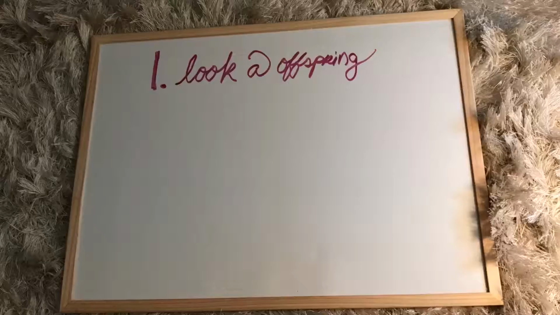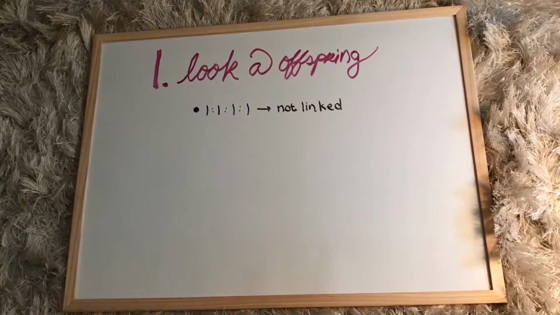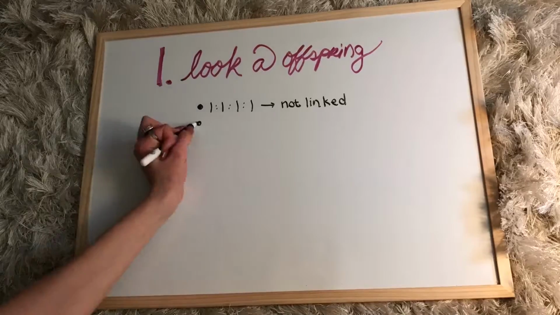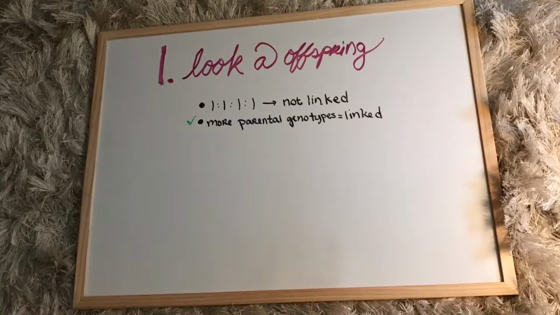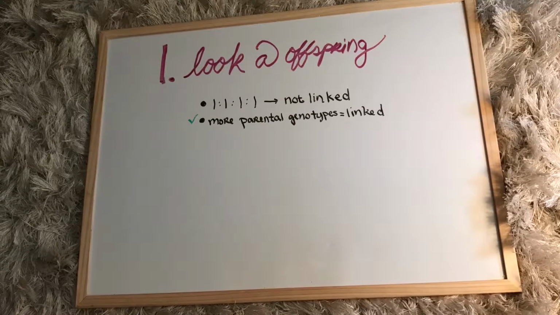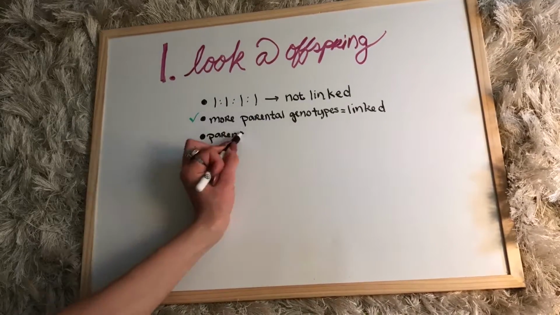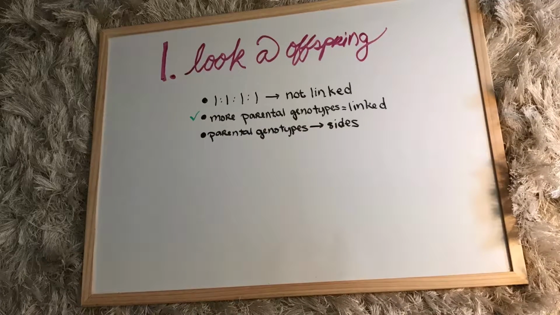Step number 1, look at your offspring. More specifically, look at the ratio of your offspring. A 1 to 1 to 1 to 1 ratio signifies genes that are not linked, but we're mapping ones that are. Once you discover that your genes are in fact linked, then you have to look at the numbers of your offspring, and the genotype with the most offspring is the same as the parental genotype. And the parental genotype dictates the side of the chromosome that the alleles are on.